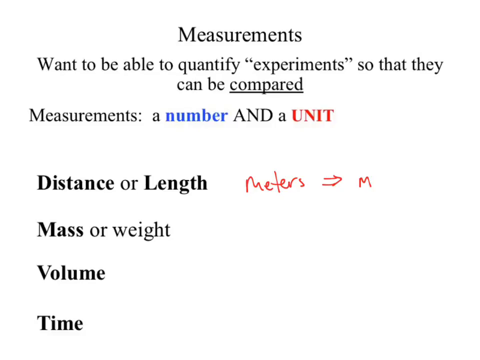What unit do we use for mass? Grams. Okay, so either the people that are used to the American system aren't volunteering, or everybody's happy with our science units. What unit do we use for grams? G. Volume? Liters, which gets us capital L. And time? Seconds.